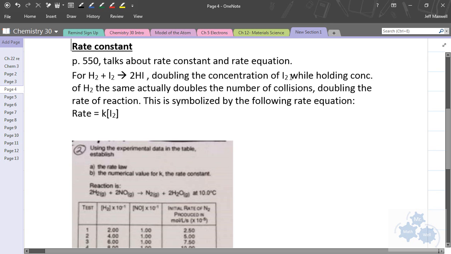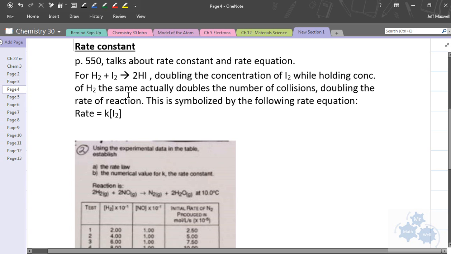Doubling the concentration of I2 while holding the concentration of hydrogen the same actually doubles the number of collisions. That makes sense, right? If you double the number of I2 molecules, you're going to have more collisions. And this, therefore, doubles the rate of reaction for this equation. This is symbolized by the following rate equation.